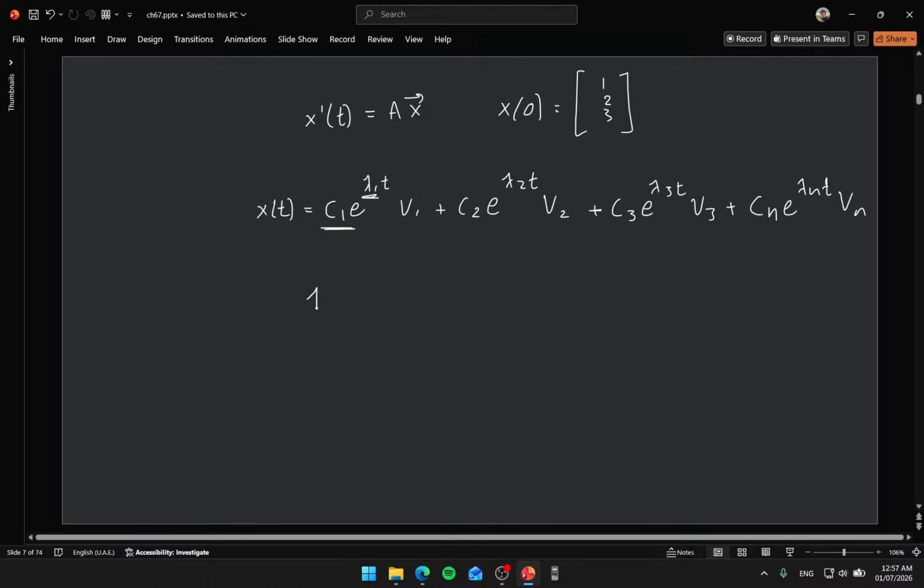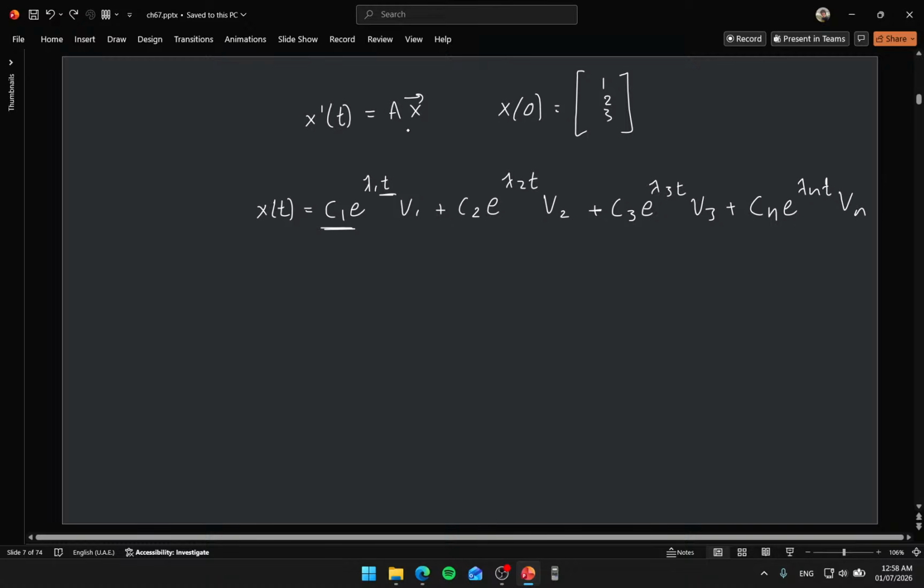Lambda 1 is eigenvalue 1. Lambda 2 is eigenvalue 2. Lambda 3 is eigenvalue 3. And v1 is the eigenvector that corresponds to eigenvalue 1. v2 is eigenvector 2 that corresponds to eigenvalue 2. v3 is eigenvector 3 that corresponds to eigenvalue 3. vn is eigenvector n that corresponds to eigenvalue n. And t is just t, the independent variable. E is just e. So it's cn multiplied by e to the eigenvalue multiplied by t, times the corresponding eigenvector. That's it. We just combine them.